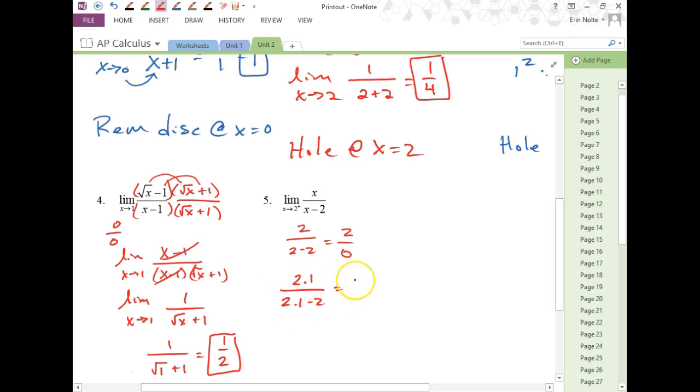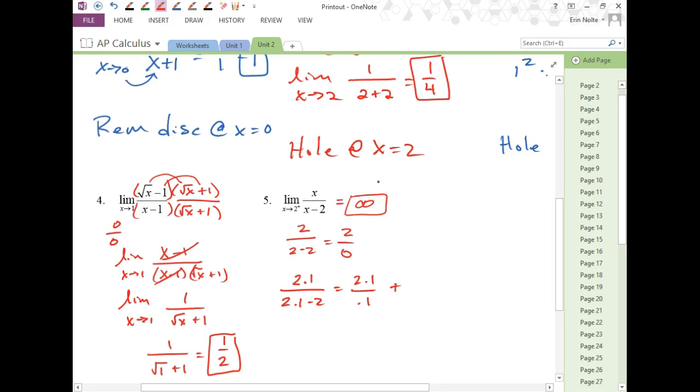and see what happens. Okay, so we know that it's either going up to positive infinity, positive numbers, or it's going down to negative infinity, where there's negative numbers. So if I do this, I get 2.1 over 0.1. Is this a positive number or a negative number? It's a positive number. Okay, so that tells me that this function is going up to positive infinity. So I would say from the right, this is going to positive infinity.